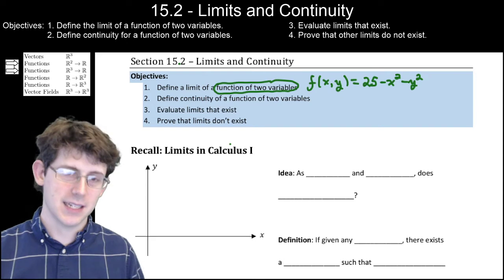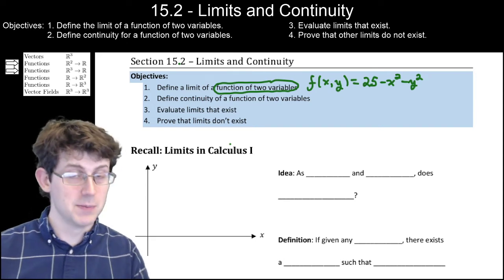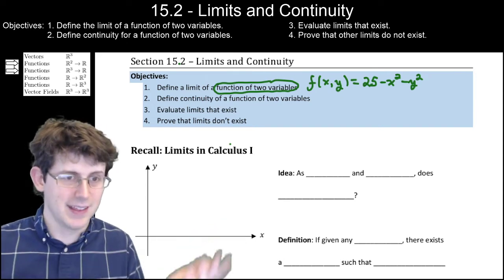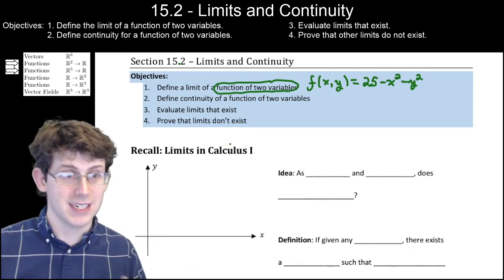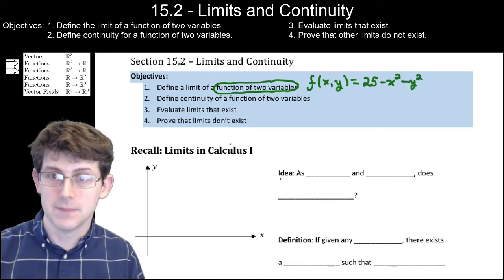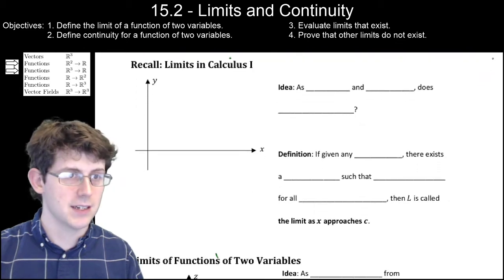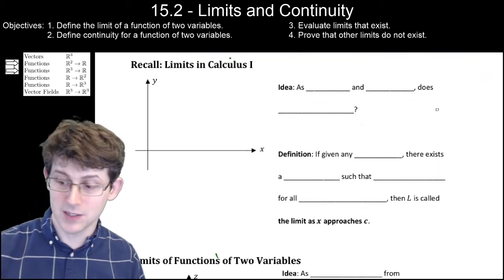But basically, if your function has inputs of multiple variables, how do you say that those functions have a limit or that those functions are continuous? Okay, so let's jump into it. The main way that we'll start is we want to remember how limits worked in Calculus 1.